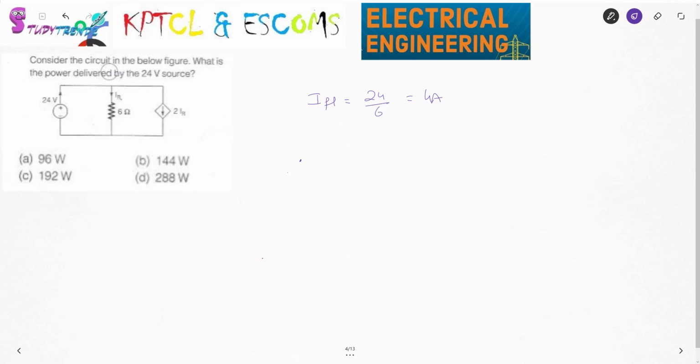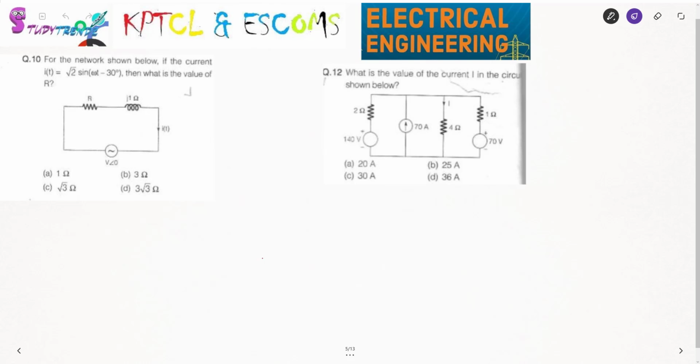We always know P is equal to VI, right? 4 ampere is going here. Here how much ampere will be going? 4 into 2, 8 ampere is going. 4 ampere is going here. So 12 ampere is going here. So V into I is equal to 24 into 12, which is equal to 288 watt. So option is D. Next question.